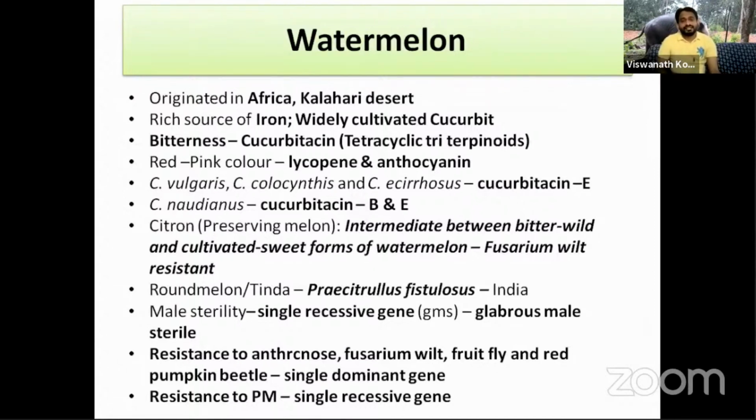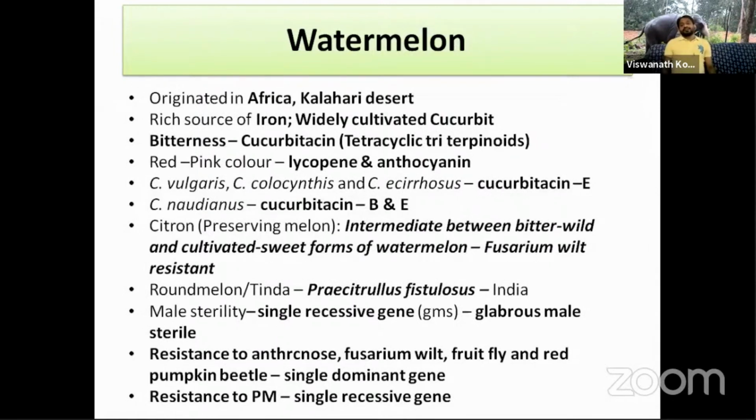So the bitterness in watermelon is due to the alkaloid cucurbitacin. Chemically, it is a tetracyclic triterpenoid. So the red color in watermelon is due to lycopene and anthocyanins. And there are two types of cucurbitacins. Citrullus vulgaris, Citrullus colocynthis, and Citrullus ecirrhosus have cucurbitacin E, whereas Citrullus naudinianus has cucurbitacins B and E.